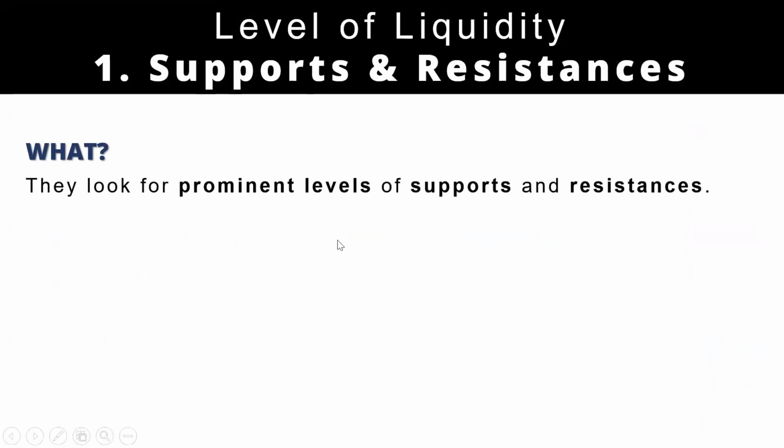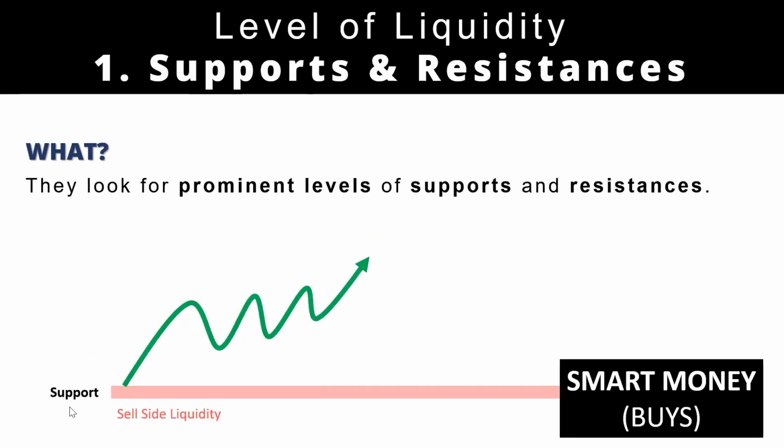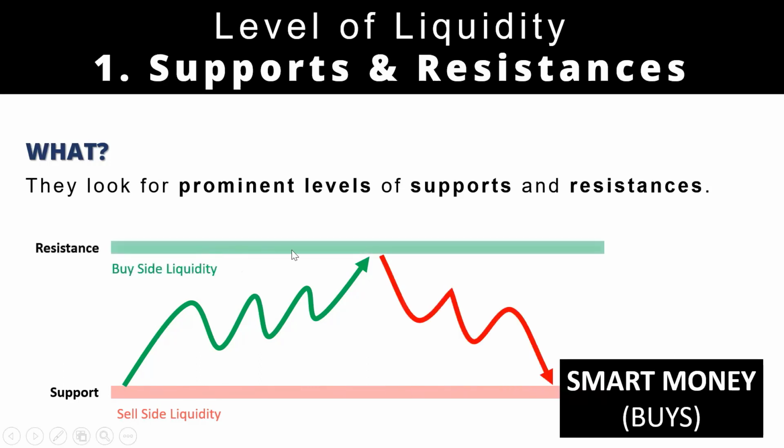They look for prominent levels of supports and resistances. So you can see a support line forms, there's sell side liquidity. The market moves up because smart money buys into support levels. Then there is a level of resistance that creates buy side liquidity. Smart money gets in and it causes the markets to crash. So the first level of liquidity are prominent supports and resistances.